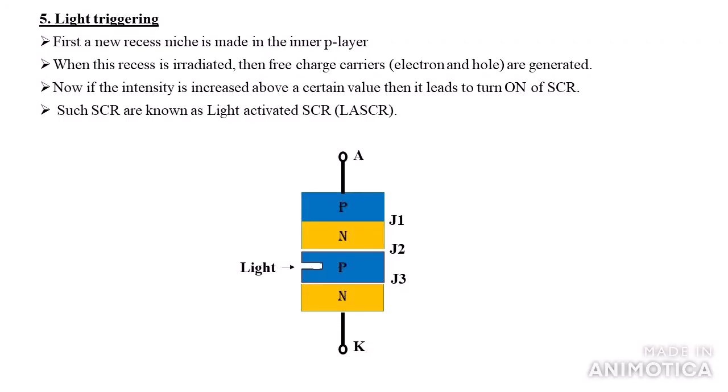The last method is the light triggering method. In this method, a recess niche, that is a small hole-type arrangement, is made near the inner P layer, and light energy is made to fall on this niche. As a result, free charges will be generated, which in turn will turn on the device. Such an SCR which is turned on due to light energy is known as a light activated SCR.